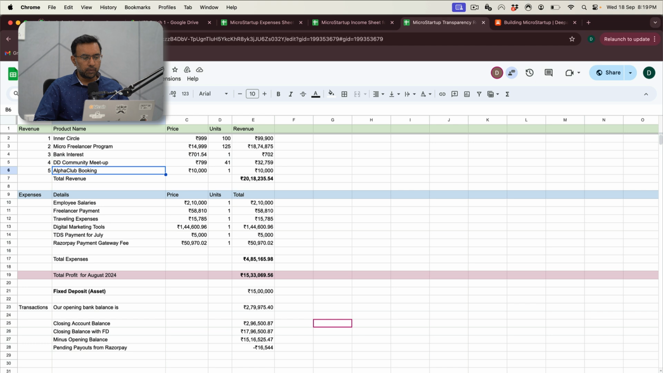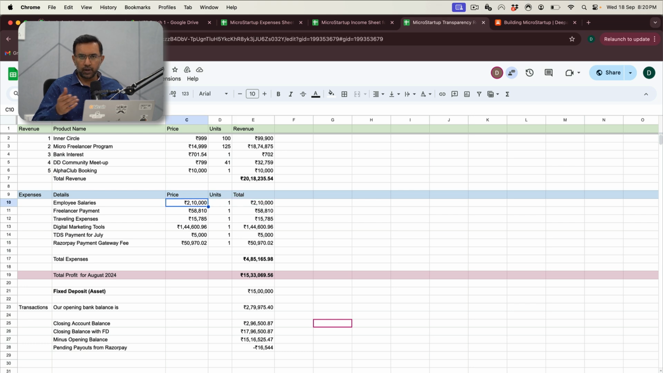We had one person book his seat for Alpha Club. He is going to join Alpha Club this month. That is a 2.5 lakh per year membership. So he has paid a deposit of 10,000 rupees. And because we have already received it, it is also part of the revenue. Just in case he decides not to join Alpha Club, then maybe I will refund, maybe I will not. But mostly he is joining Alpha Club. So this has helped us generate 20,18,235 rupees in revenue. So let's look at the cost that we have incurred.